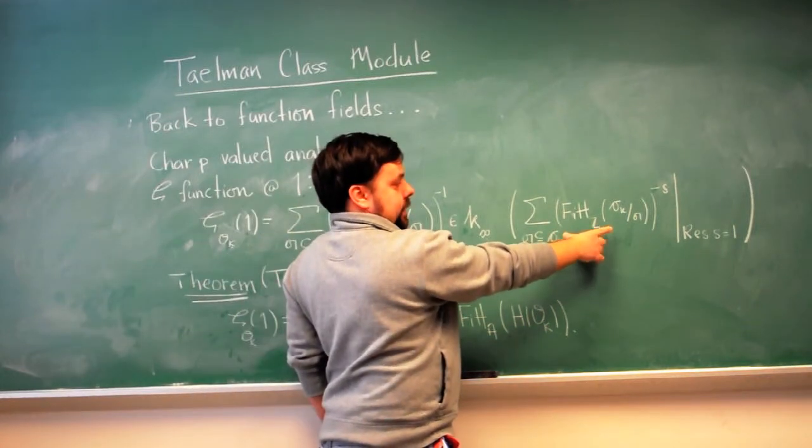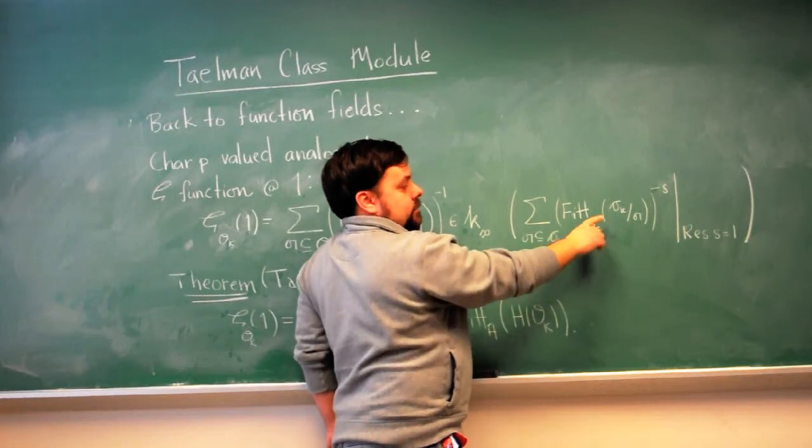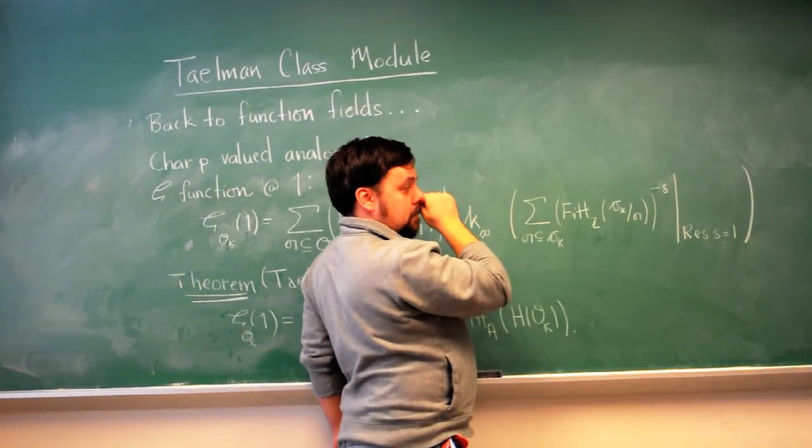Right? Remember, in the number field setting, instead of using the norm of A, we could actually rewrite it, if you felt like it, as the Z-fitting ideal of OK mod A to the negative s, right?